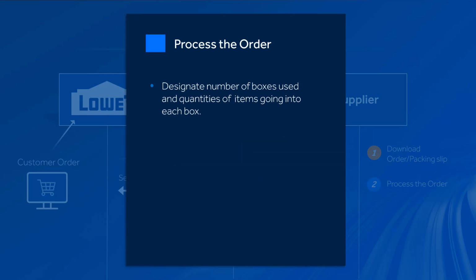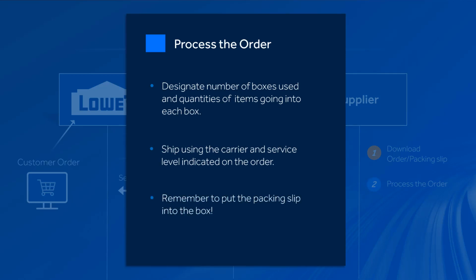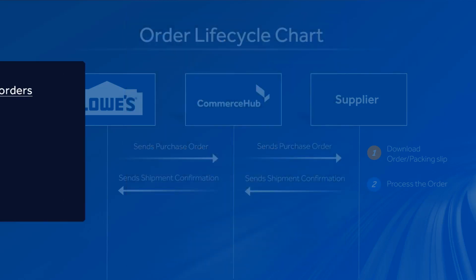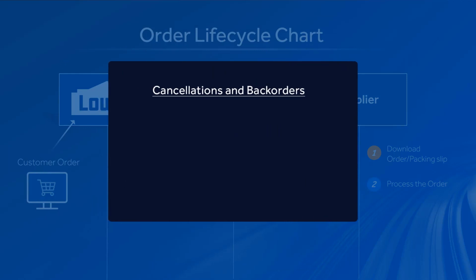You'll need to ship using the carrier and service level indicated on the order. And remember, the packing slip goes in the box, but the vendor order supplement page does not. In the event that you're unable to ship an order and need to process a cancellation, keep in mind that Lowe's only allows you to cancel an order in its entirety. You cannot cancel individual items or individual lines of an order.